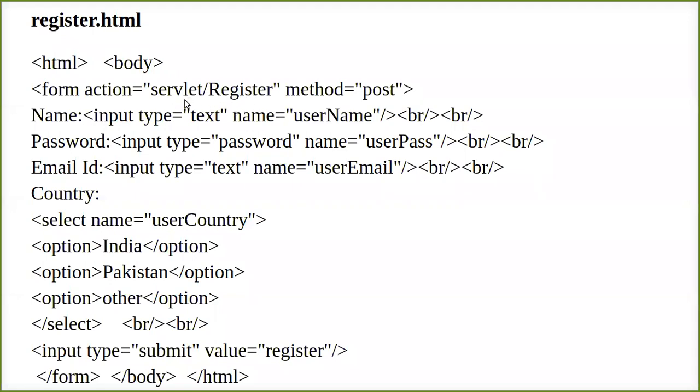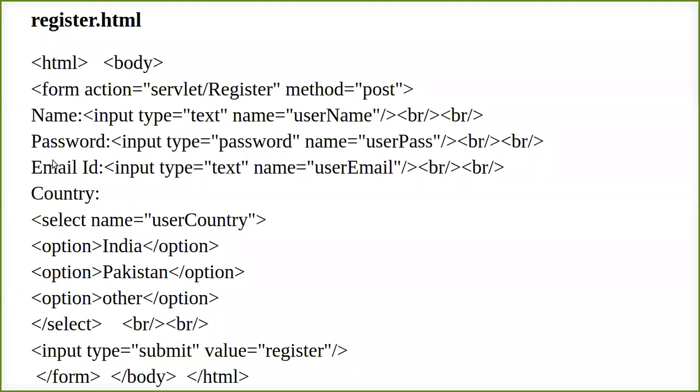Register. You can simply write action equals to register. You don't need to write servlet slash register. You don't have to even mention that it is a servlet file. Simply write, action equals to, in inverted commas, the file name where you want to redirect from this HTML page. Which file do I want to redirect to? The register file, which is nothing but my servlet file, or a Java file. So no need to write the servlet slash; you can simply write register, which is the name of my servlet file. And which method am I using for that action? I am using the post method.